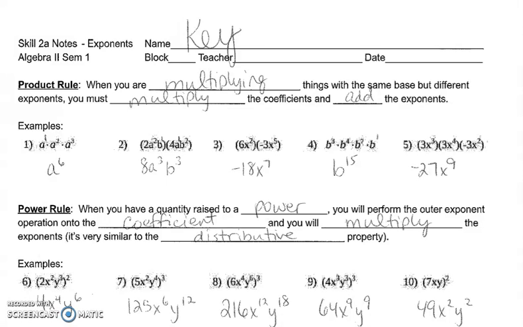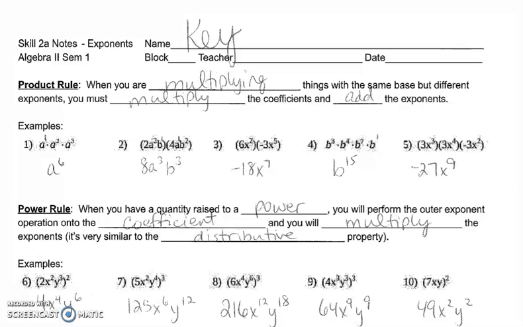First rule is your product rule. Next one is your power rule. When you have a quantity raised to a power, you will perform the outer exponent operation onto the coefficients, and you will multiply the exponents. It's similar to the distributive property.